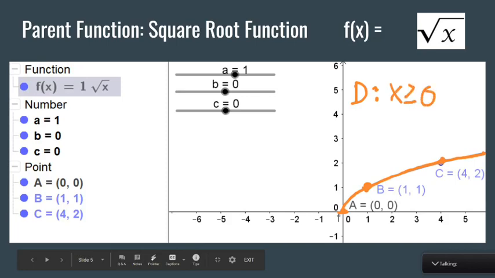Now, that could change if it was shifted left or right, but keep in mind that when you take the square root of a negative, it's not a real number. So when you're graphing these, you're going to start and either go forever in one direction or the other direction if it's reflected. But you could think of a square root when you sketch it as kind of like a sideways half of a parabola.